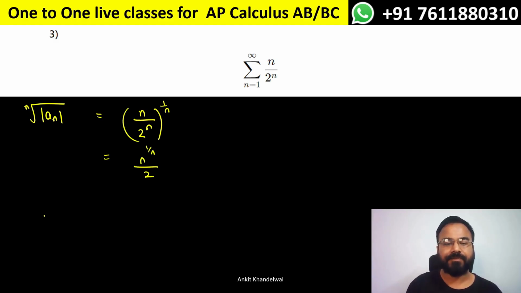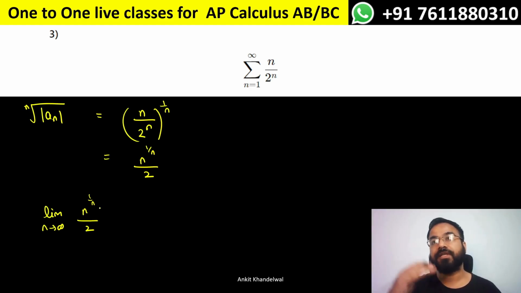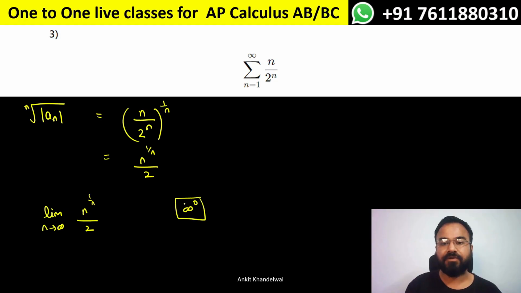So here, if we apply this, limit as n goes toward infinity of n power of 1 by n divided by 2. Now when n goes toward infinity, this base is going toward infinity, and 1 upon n is going towards 0. So basically it is infinity to the power of 0. So this is an indeterminate form. Directly we cannot conclude what the answer is. So let's understand how to solve this particular limit.